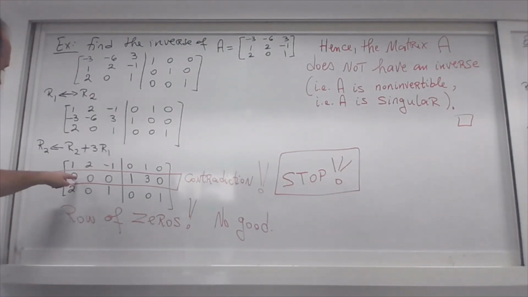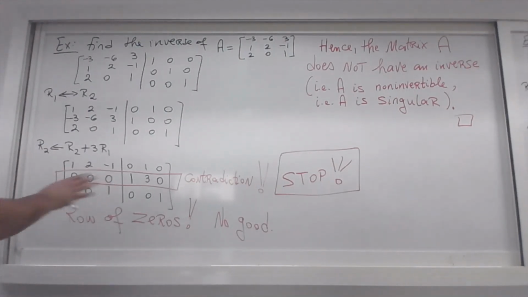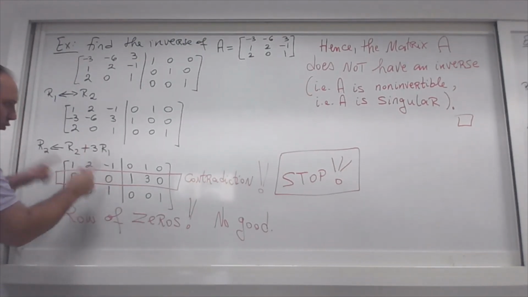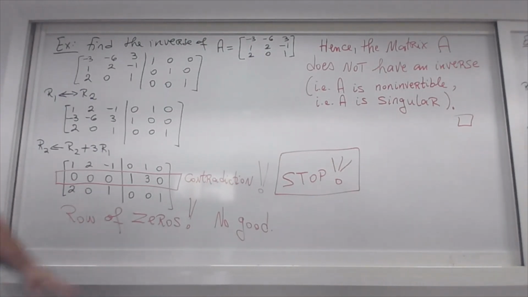This equation says 0 is equal to 1. Well, it's not. Bye-bye. It also says 0 is equal to 3. No, it's not. 0 equals 0. Okay, fine. Whoever cares. But 0 is not equal to 1, and it's not equal to 3. There's a contradiction. As soon as I have one contradiction, it's over. Another way of seeing it, as soon as you have a row of zeros on the left, you stop. There's a contradiction, stop, there's nothing to do. You have a row of zeros, that's a signal to stop.